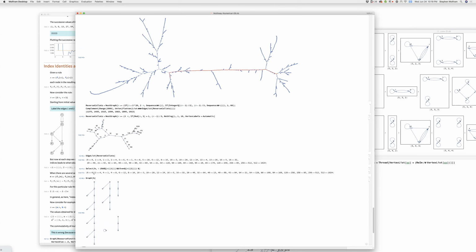So let's take, look, let's do this. Let's take reverse of that, select this, take that graph with vertex labels. Okay, I don't understand this at all. Let me take a look at it offline. Okay, it doesn't seem right.